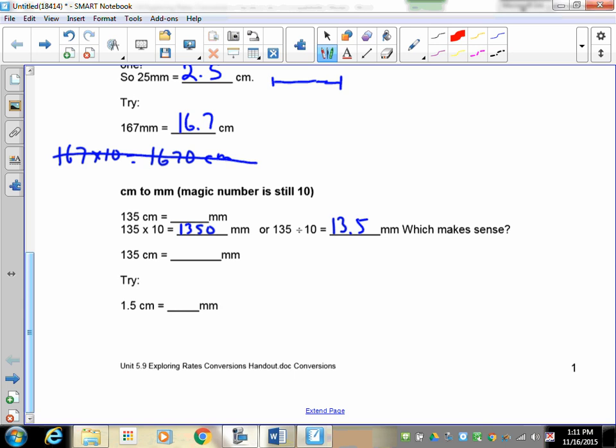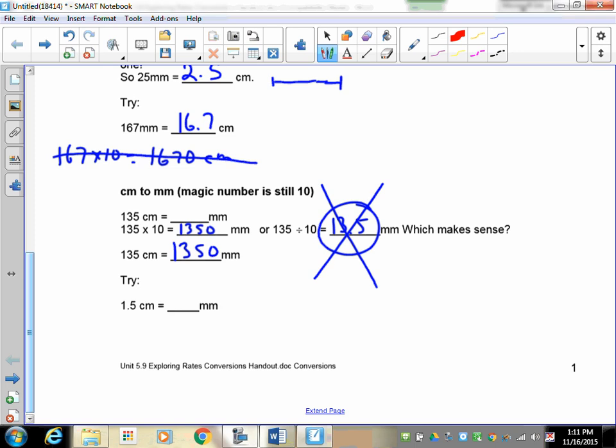Remember that a millimeter is about the thickness of a pencil lead. So 13 pencil leads stacked on top of each other, like logs, would they reach 1.35 meters into the air? The answer to that is absolutely not. So this one is not possible. That means it has to be 1,350 millimeters. Okay, you try this one down here, 1.5 centimeters.